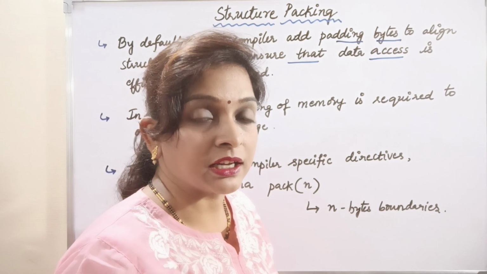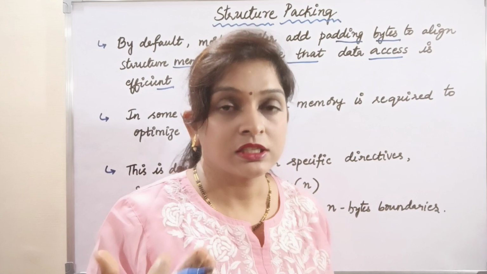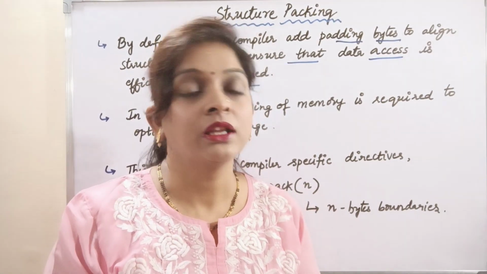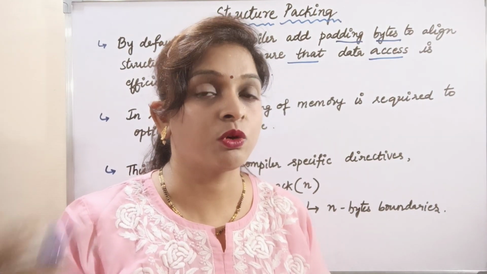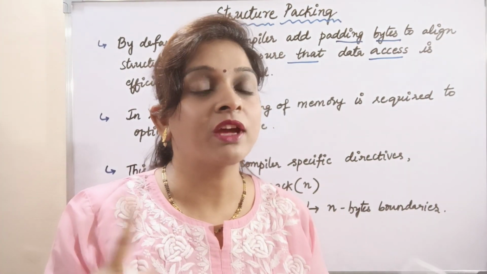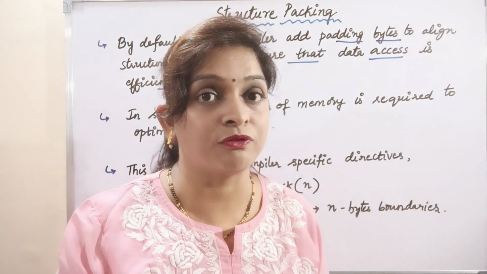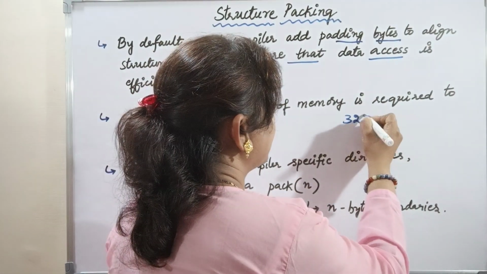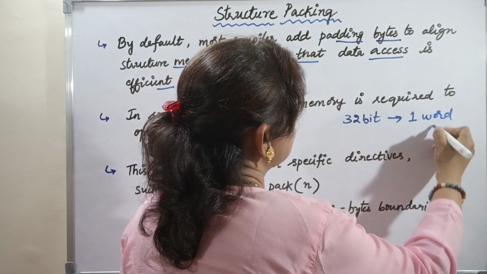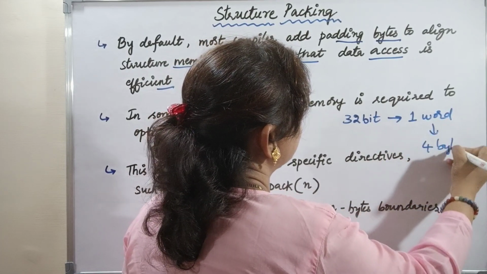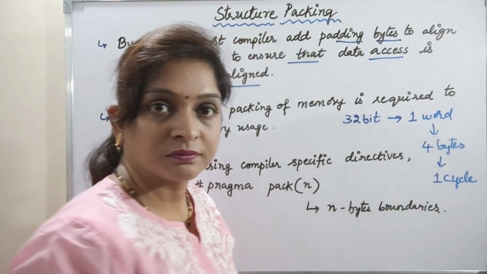As I said in the previous video, we discussed the padding of the structure. If it is a 32-bit machine, then one word equals 4 bytes. So in one cycle, the CPU can fetch one word of data, meaning it can fetch 4 bytes of data. If it is a 32-bit machine, one word, in the sense 4 bytes of data, is fetched in one cycle. Right.